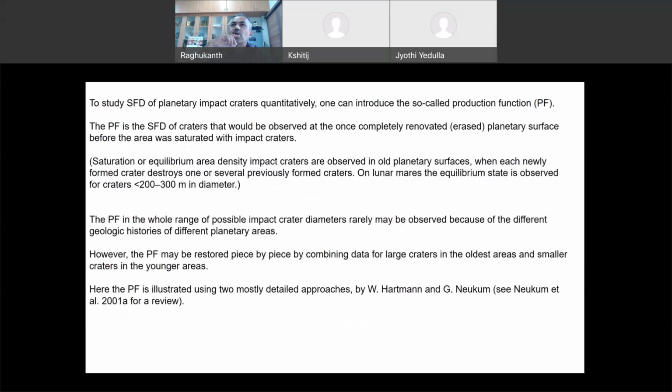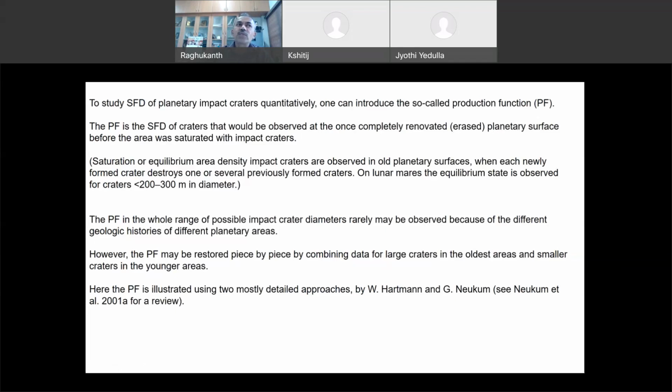So this is what they say. Here, of course, it is a size frequency distribution only, but in planetary geology, as I already told you, people call this a production function. That is nothing but the same N equals a, D to the power minus b, but we call it a production function. It is producing the craters. That's what they say, PF basically. Okay. So the production function is basically nothing but the size frequency distribution of the craters that would be observed on a completely renovated planetary surface before the area was saturated with impact craters. That is the definition they give for the production function.